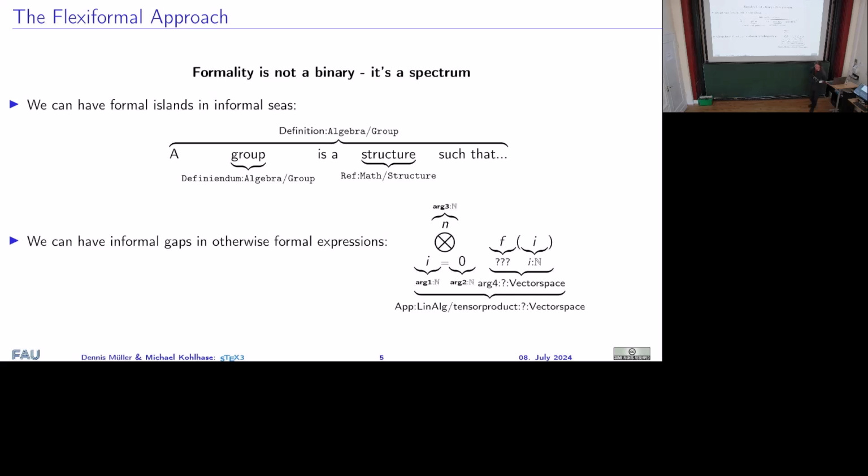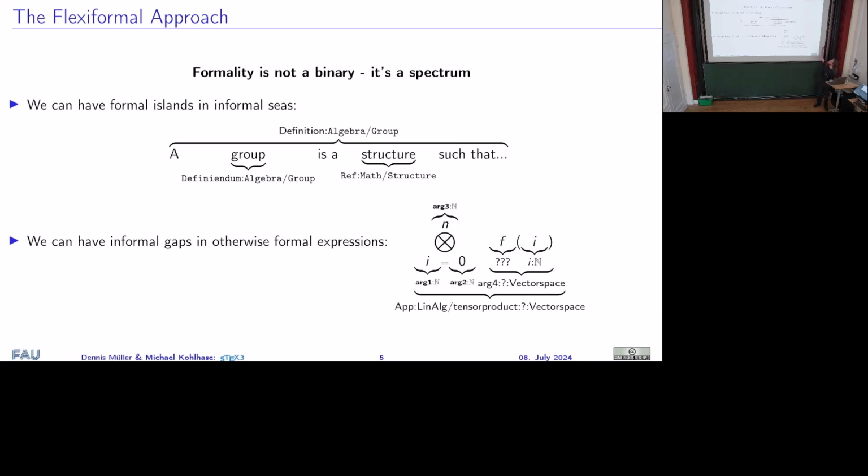Now, the claim, and that is the flexiformal approach or the flexiformal paradigm, is that formality does not need to be the strict binary, i.e. either something is fully formal or it's entirely informal. It can be a spectrum if we want it to be. The way that could work, for example, is to introduce formal islands in otherwise purely informal text, by, for example, just marking up certain words and letting them be associated with some unambiguous identifier somewhere that points to a semantic, more or less formal definition of the thing.